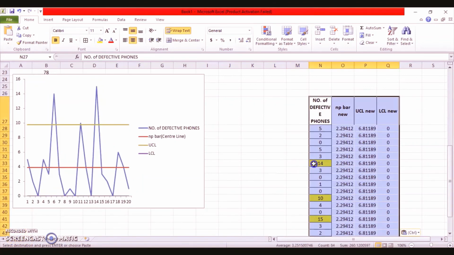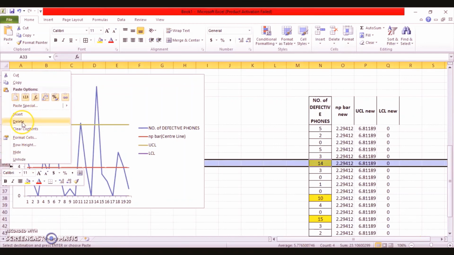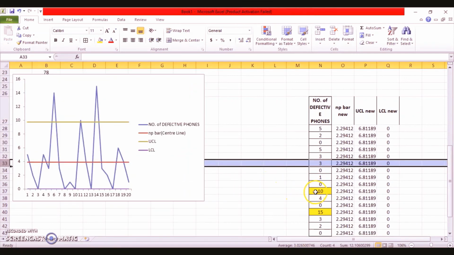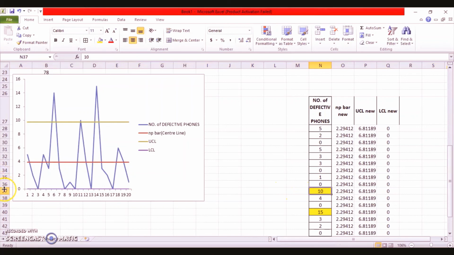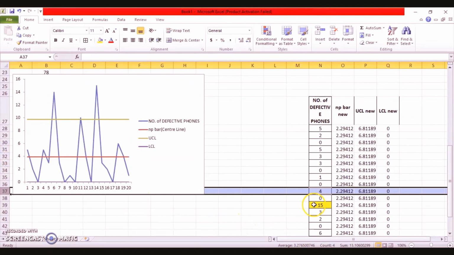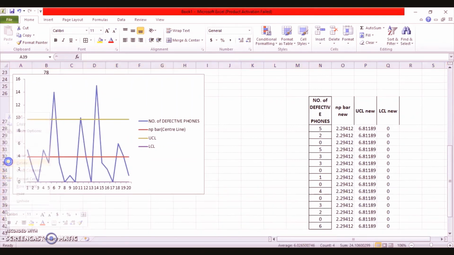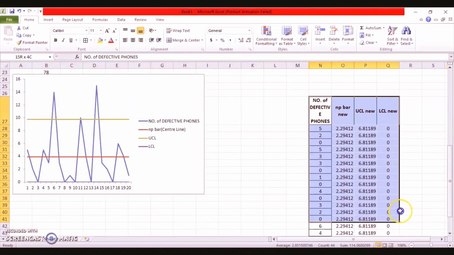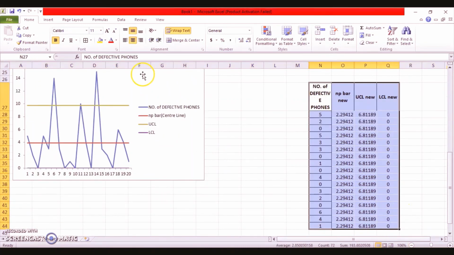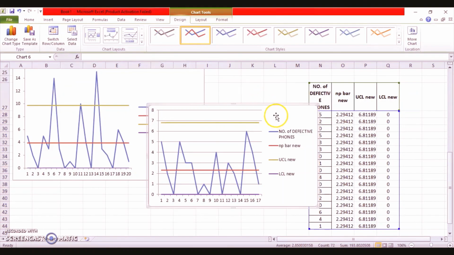After doing this, first of all, I'll delete these highlighted values. And you know why we have to delete them? Because they are the out of control sample points, the discarded sample points. So it's important to delete them first so that we can prepare a new control NP chart, a revised NP chart, right? So taking the line graph here, and here is your chart.